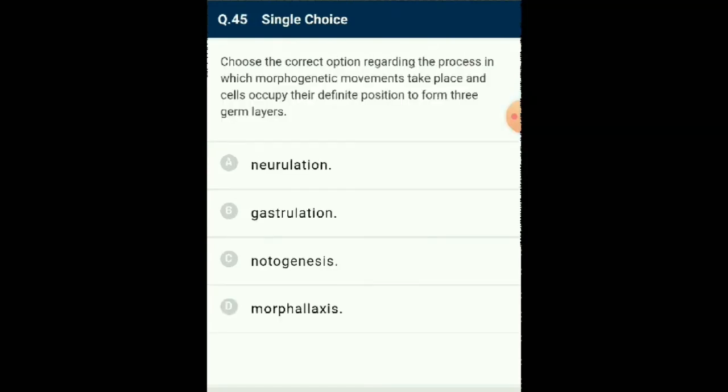Question number 45. Choose the correct option regarding the process in which morphogenetic movements take place and cells occupy their definite position to form three germ layers. Gastrulation is the process by which a blastula converts into gastrula. During gastrulation, morphogenetic movements occur and a three-layered embryo made of ectoderm, mesoderm and endoderm enclosing a new cavity called archenteron forms. Neurulation is the embryonic stage that forms neurula. Notogenesis is the development process to form notochord by epiblast. Morphallaxis is the process of regeneration of lost or dead tissue. So the answer for this question is option B, gastrulation.